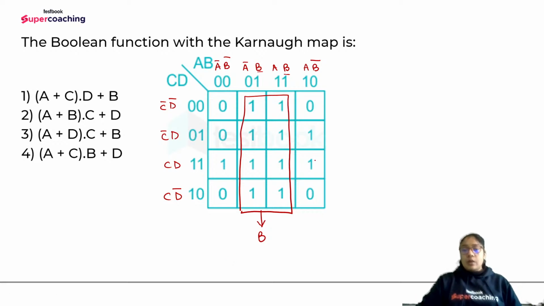Now check: you have 3 ones left. Is it forming any quad? An octet is not forming to cover these three. So let's see if any quad is possible. Yes, one quad is possible. Here all the column names are changing, but one row is static, that is CD. So the name for this quad is CD. Now 2 ones are left out, so let's cover that.